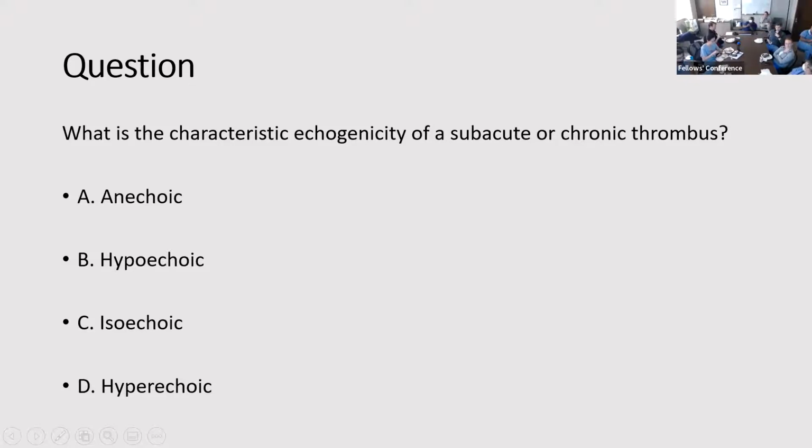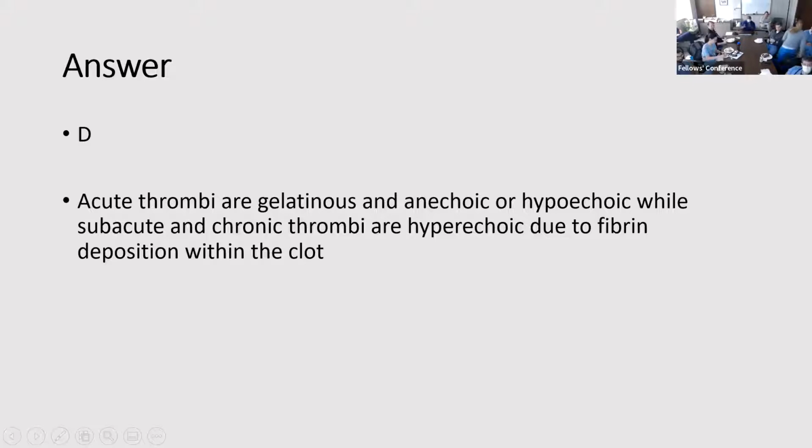We're looking at subacute or chronic thrombus here. So seeing that, you want to change your answer? Yeah. So you bring up a great point. And the answer is D. But as Evan said, acute thrombi are anechoic or hypoechoic. And this is because they haven't had time to form that fibrin portion, so you often can't see them.